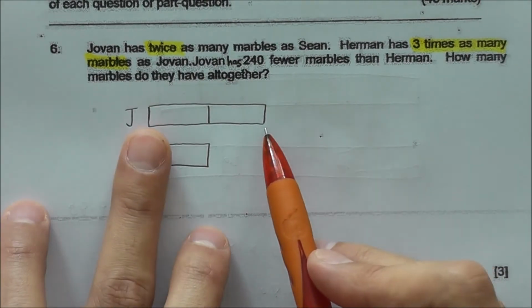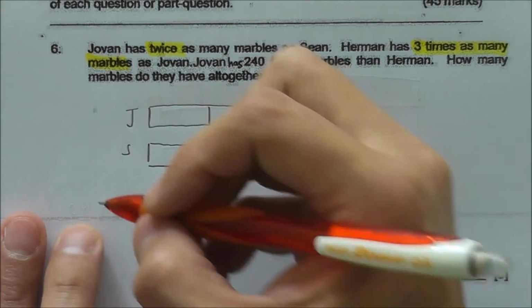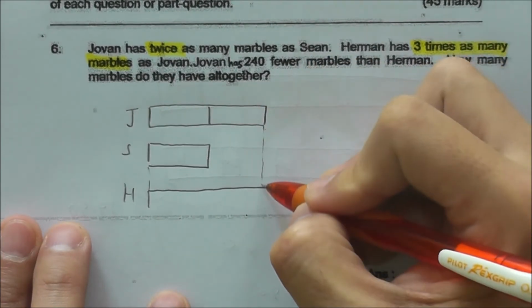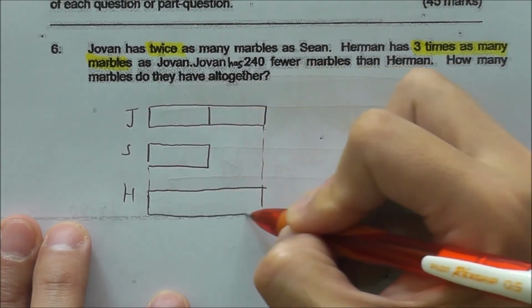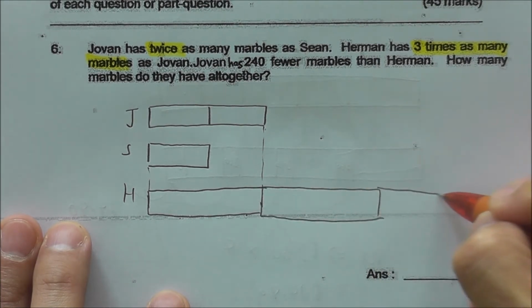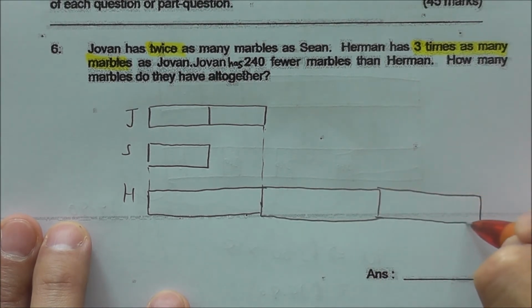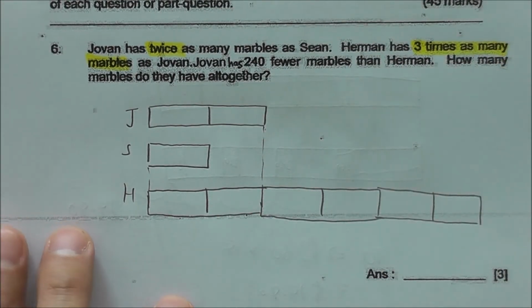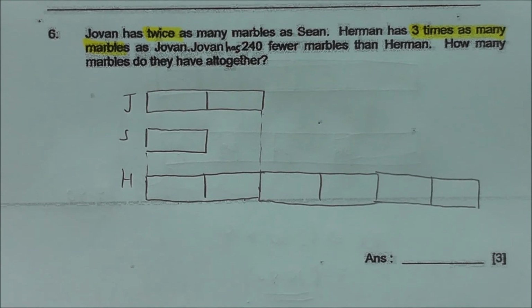So guys, can you see this is Jovan? If you look, Herman will be 3 times that of Jovan. Can you see? So 1, 2, and 3. So that means Herman would have 6 units. 1, 2, 3, 4, 5, 6. Can you see this? If you can draw the model, I think everything will be very simple already.